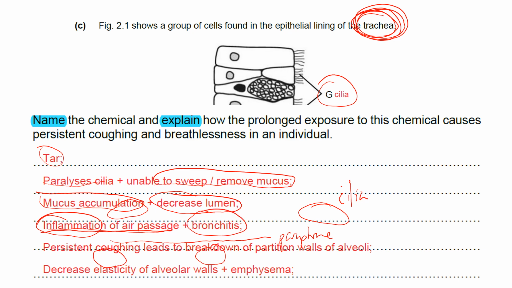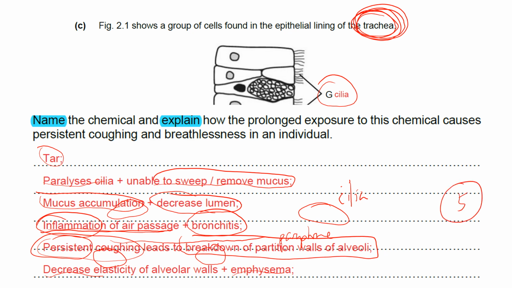So for a person with bronchitis, the person will continue to cough. So we call this persistent coughing. And this persistent coughing will ultimately lead to emphysema, yes. But you must first mention the breakdown of the partition walls in the alveoli. This breakdown of partition walls in the alveoli will continue to decrease the elasticity of the alveolar walls, which will ultimately lead to emphysema. Okay, so a total of 5 marks. This is more than 5 marks. The whole idea is to answer them in a proper sequence.